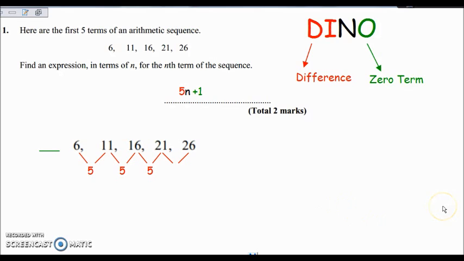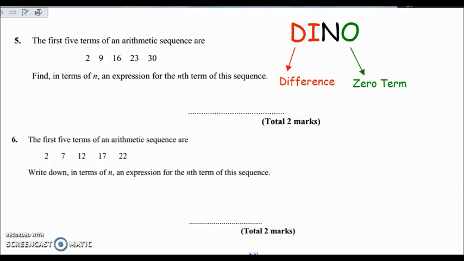Alright, so I want you to use the dino memory technique to have a go at some questions. Here are the questions. Pause the video, have a go at these, and then come back and we'll look if you got the correct answers. Okay, hopefully you had a go at those.